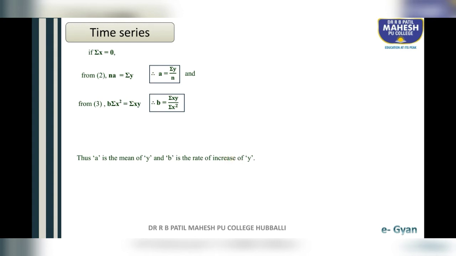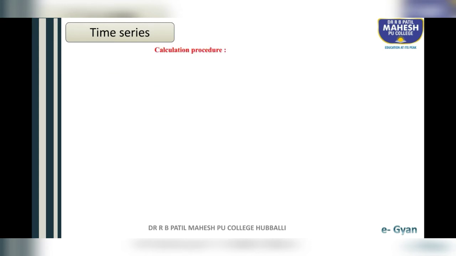Okay, students, when you are fitting the straight line trend, in that straight line equation you have to find the values of a and b. So using this formula you find the values: a is equal to summation y divided by small n, and b is equal to summation xy divided by summation x square. By substituting the values of x in the trend equation, the corresponding trend values can be obtained.